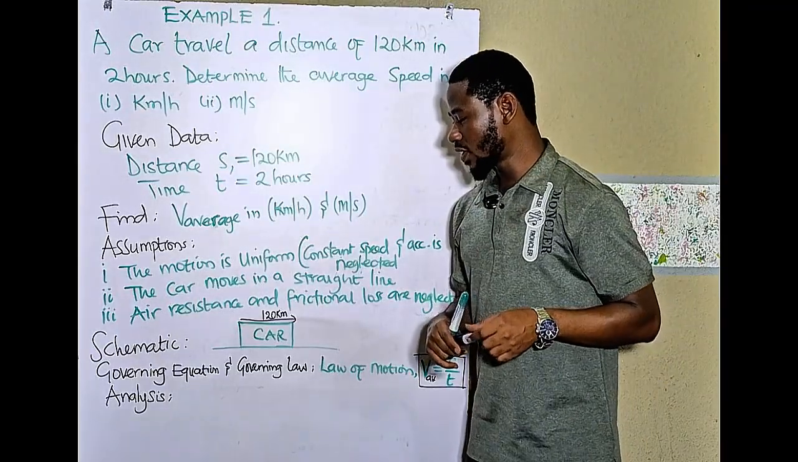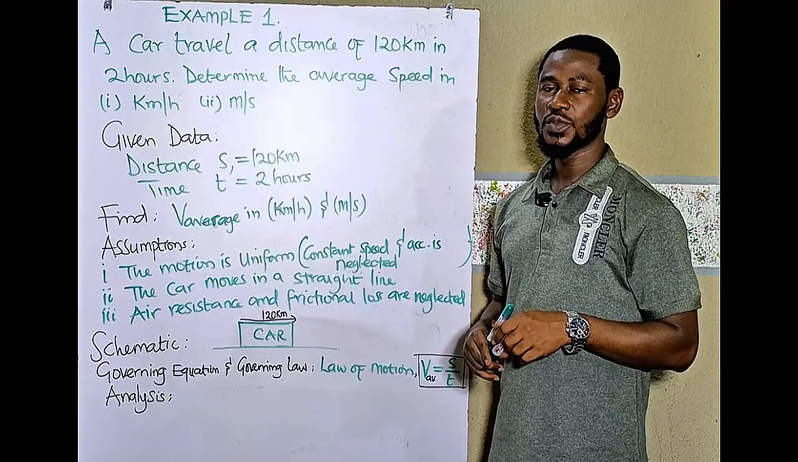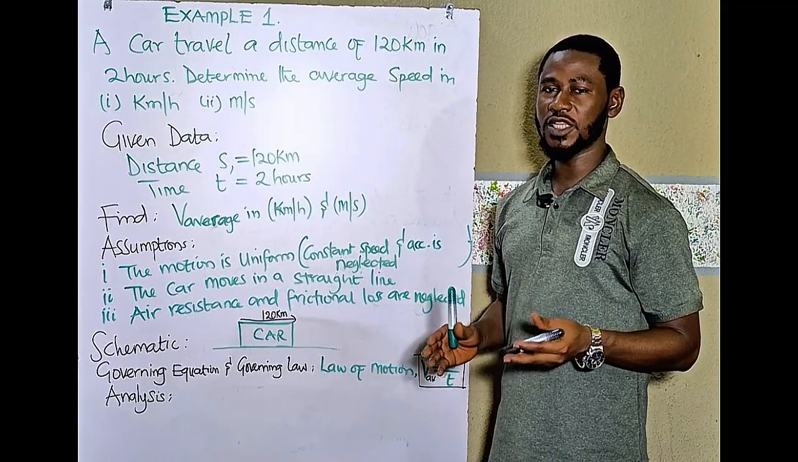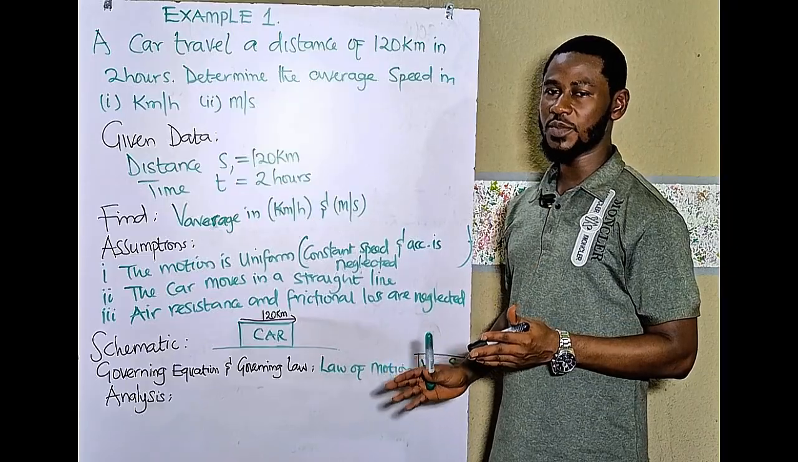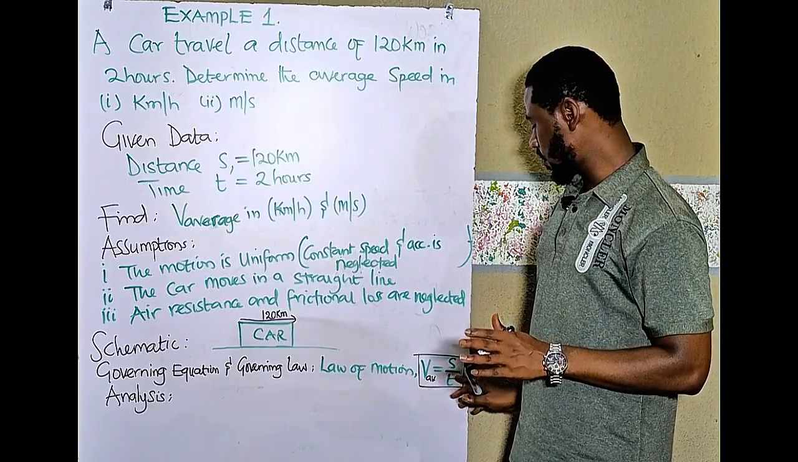Then the governing equation and the governing law. The governing law is extracted from the law of motion. And the governing equation that we'll be using to solve this problem is given as the average speed equals distance over time.